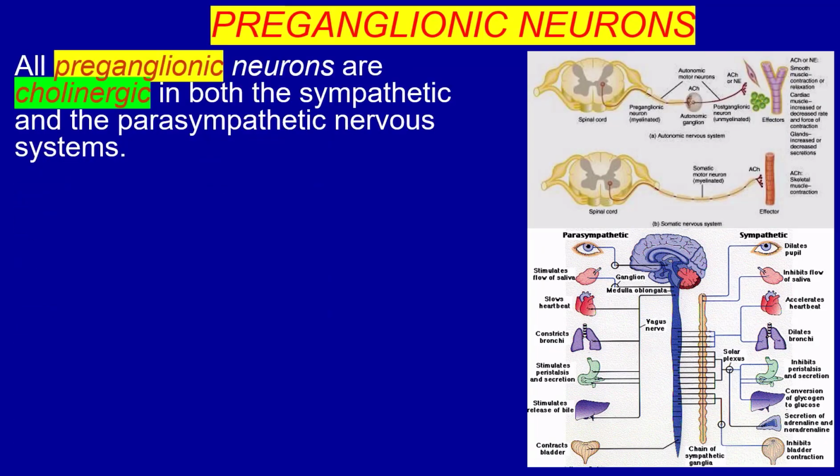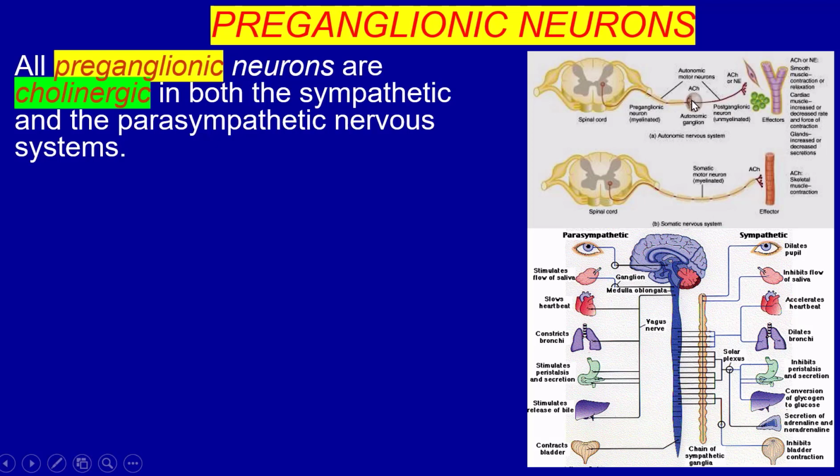Preganglionic neurons. All preganglionic neurons are cholinergic in both the sympathetic and parasympathetic nervous system. We know that the sympathetic and parasympathetic nervous systems use two neurons. One is the preganglionic and the other is the postganglionic. In the parasympathetic nervous system the postganglionic neuron is on the surface of the organ. But in the sympathetic system, the preganglionic neuron originates from the spinal cord and ends in the sympathetic chain, where the postganglionic neuron begins.